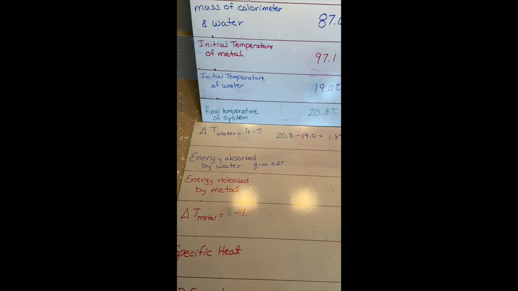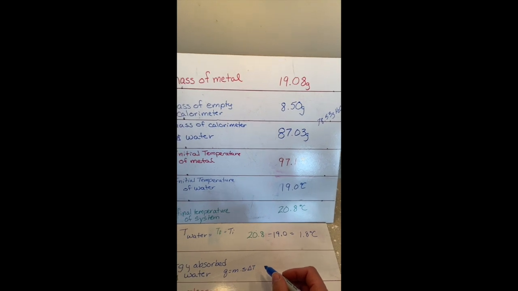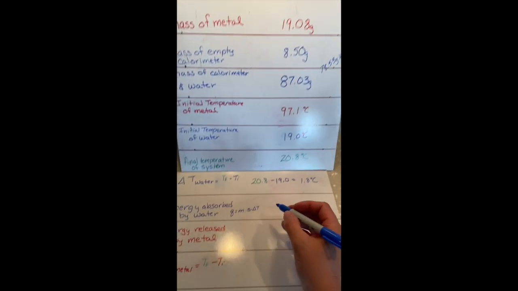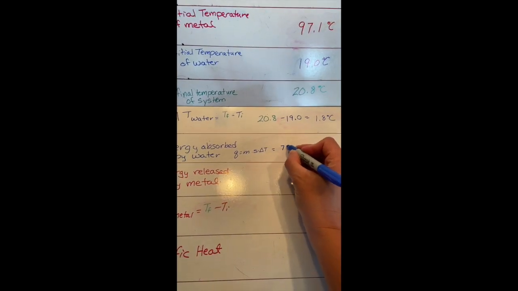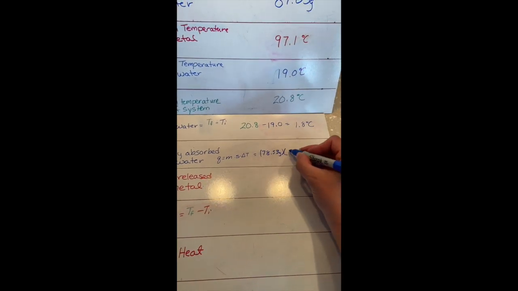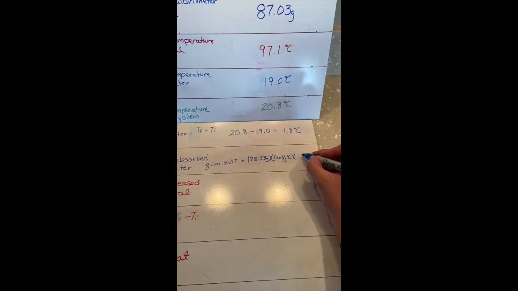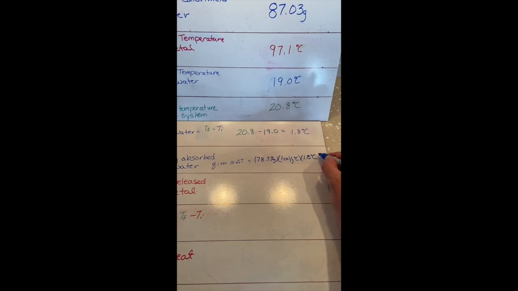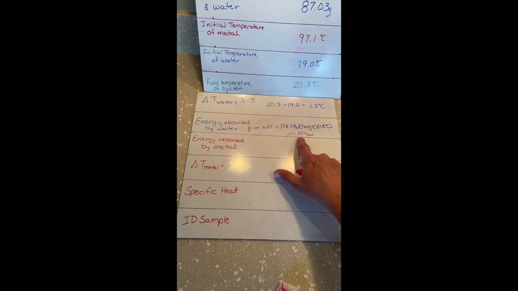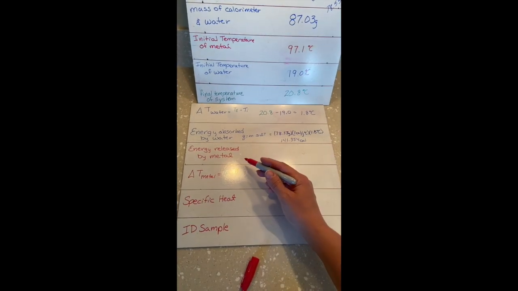We know the formula for energy is Q equals m s delta T. Using the difference in the mass of our calorimeter with water minus the mass of the calorimeter, we have a mass of 78.53 grams. We know that the specific heat of water is 1 calorie per gram degree Celsius, and we just calculated that it went through a temperature change of 1.8 degrees Celsius. So the water absorbed 141.354 calories.